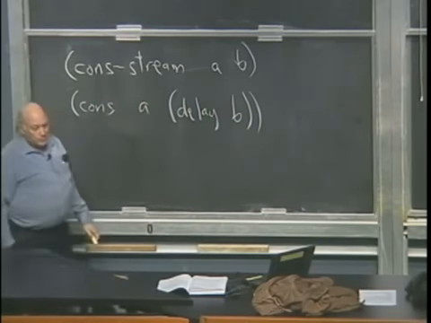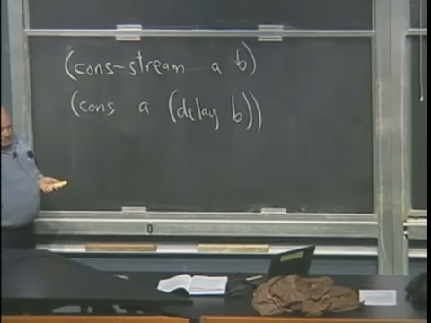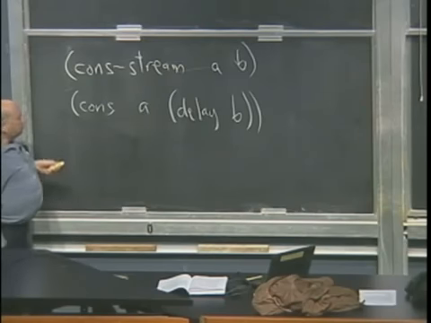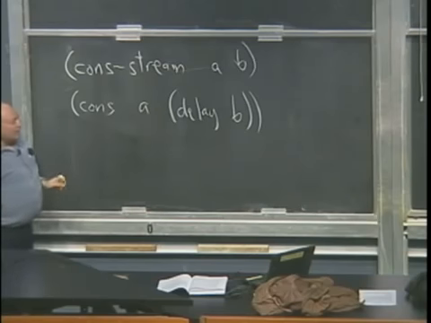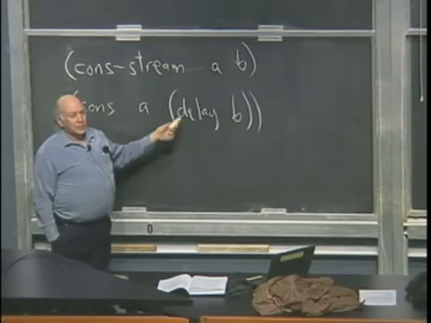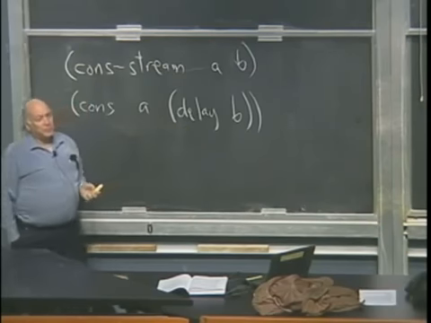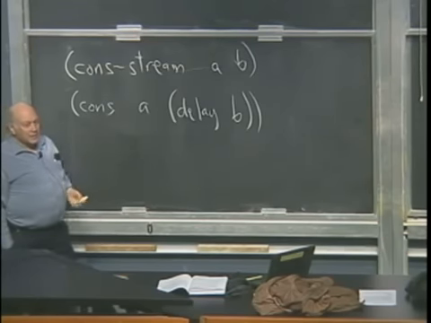Okay? Now, cons-stream is not a Scheme primitive. It's something that we added to do the stuff in the book about streams. Delay, however, really is part of Scheme. It's built into Scheme, but I'm not allowed to say it's a Scheme primitive because it's not a procedure at all. It's a special form. So delay is a built-in special form that takes any expression and returns a promise to carry out that expression later.